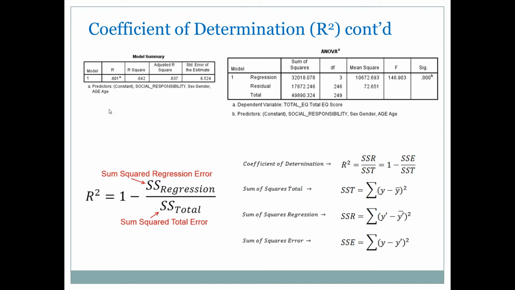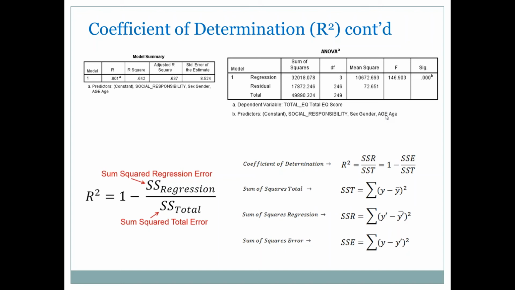I ran a regression model where the dependent variable was the total emotional intelligence score, from an EQ type of survey. I'm not sure what the name of the survey was, but it was an emotional intelligence survey. It had a bunch of different predictors like happiness and optimism, probably about 13 different predictors. But I only included social responsibility. I included the gender of a person, and I included the age of a person.